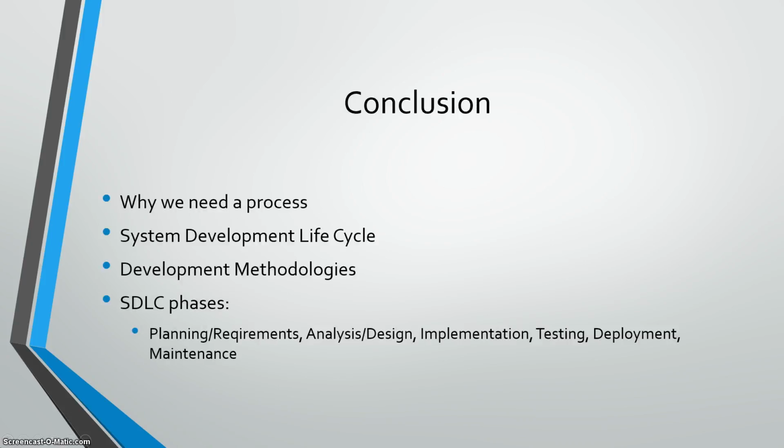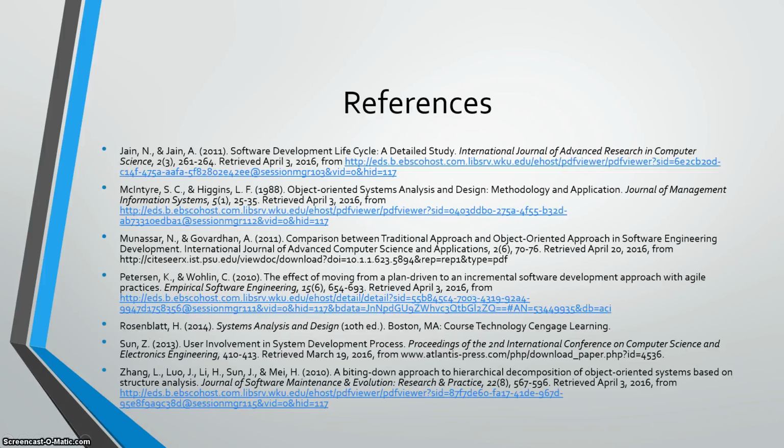Let's go ahead and do a quick wrap up. We talked about why we need a process, which is to deal with the complexity of the system and to set up the structure necessary to meet requirements. We talked about the system development lifecycle, which is the actions taken typically to develop a system. We talked about development methodologies such as plan-driven and agile methods. And we talked about the individual phases of the SDLC and how they interacted with the object-oriented paradigm.